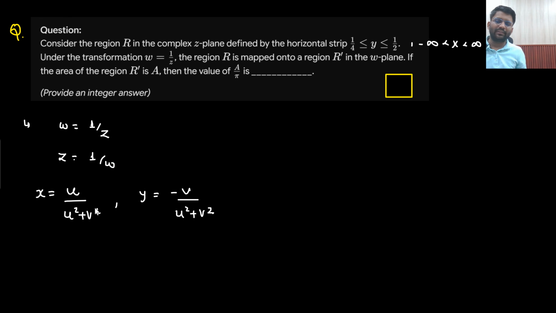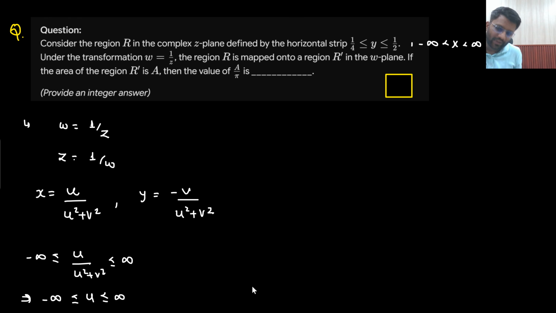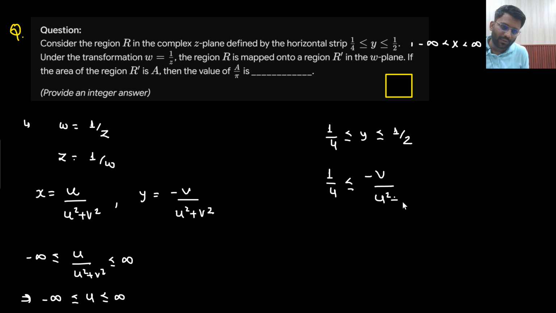Based on that, what we can see, sir, is x is going from minus infinity to infinity. I don't care about it. U upon u square plus v square will always be a positive number. So what you can conclude from here is that u can go from minus infinity to infinity. But what about y? y is going from 1 by 4 to 1 by 2. That means minus v upon u square plus v square should be less than or equal to 1 by 2.